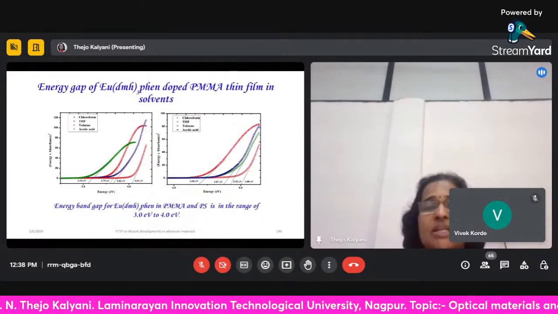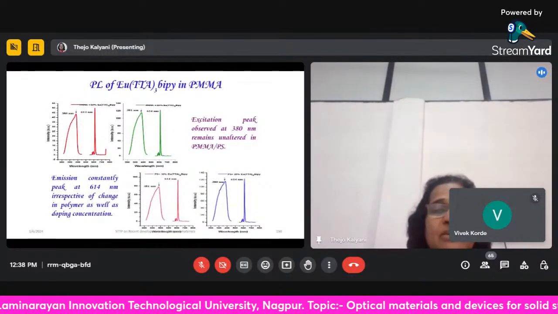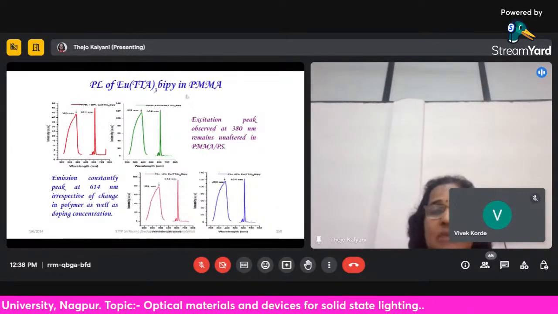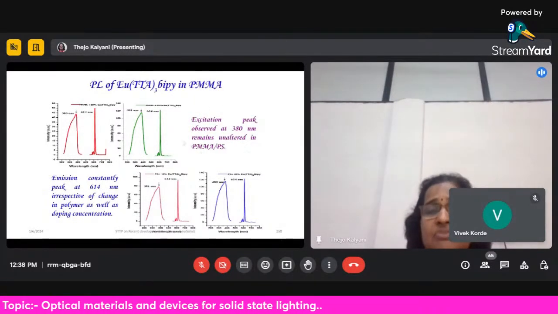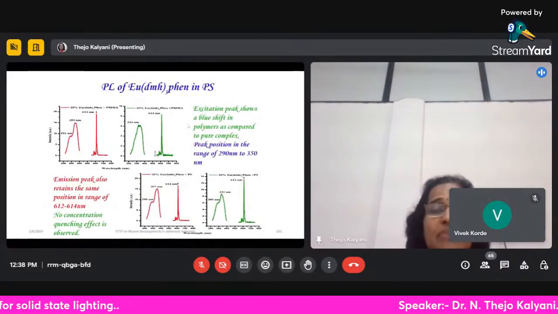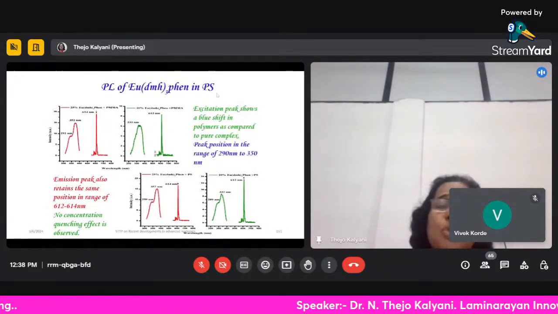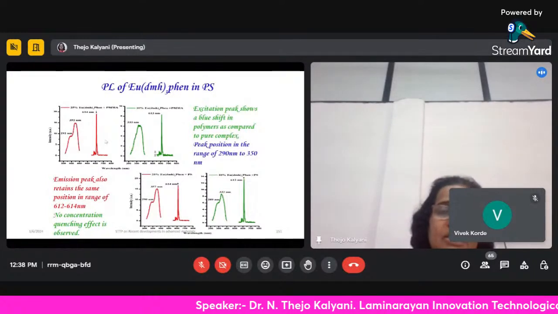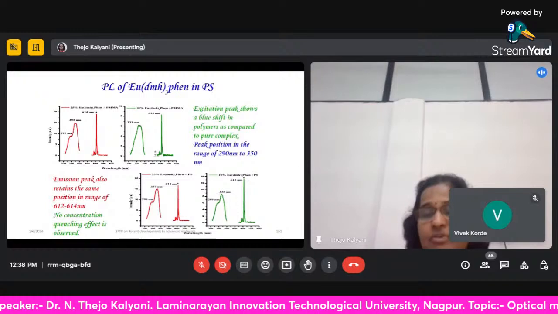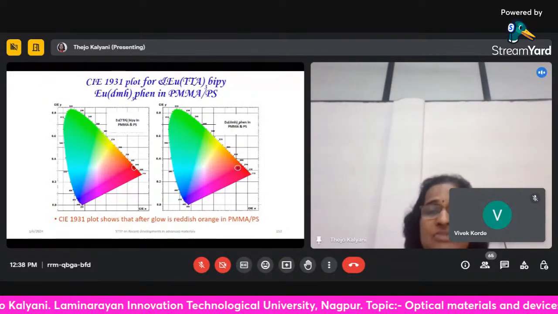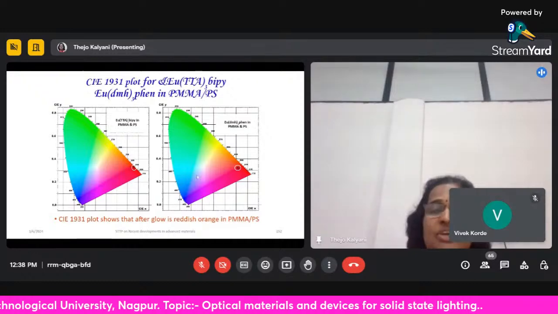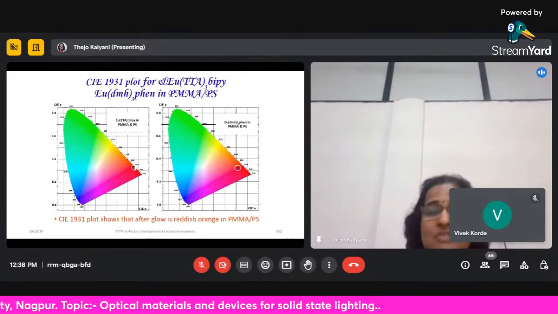The same is with the other complex also. So the PL spectra have been carried out for the films which are made with PMMA, and we have observed that with PMMA the intensity has increased, but on the other hand, when we try to use polystyrene, the intensity has decreased, which means that PMMA is more preferable than PS if at all we want to make the blended films. However, the CIE diagram represents the red region which is going to emit, so color is being sustained.